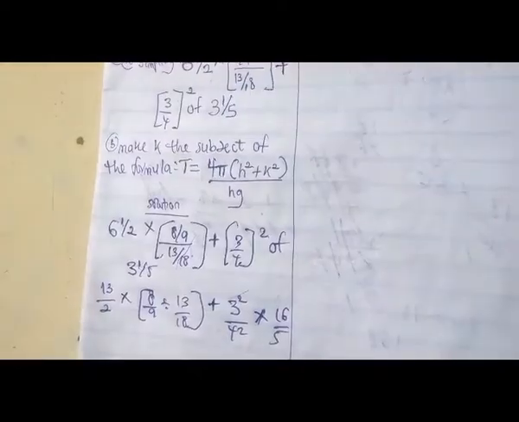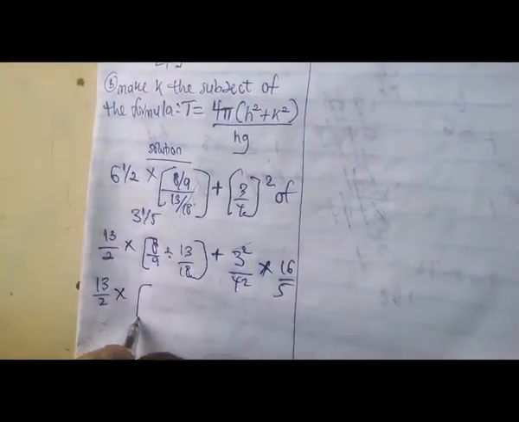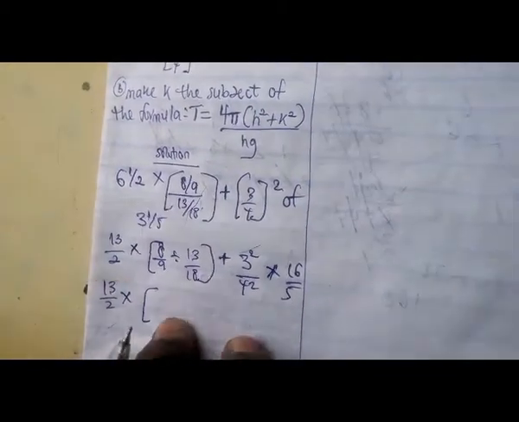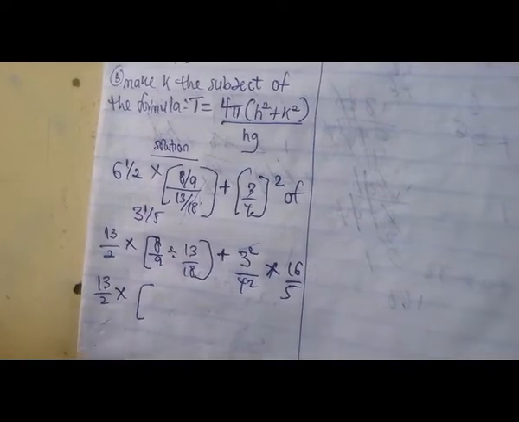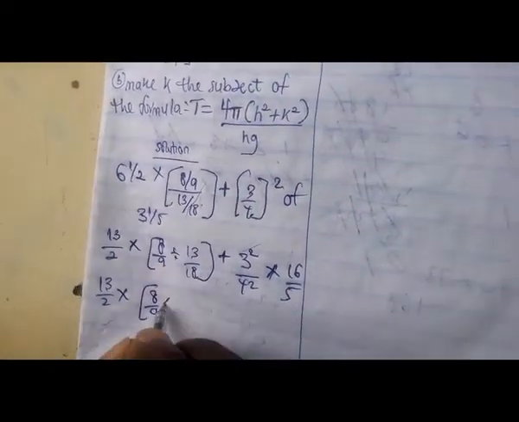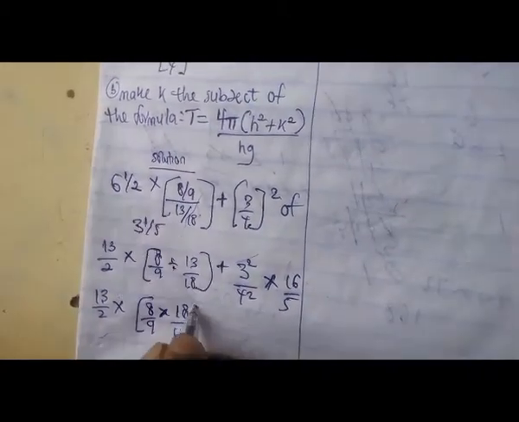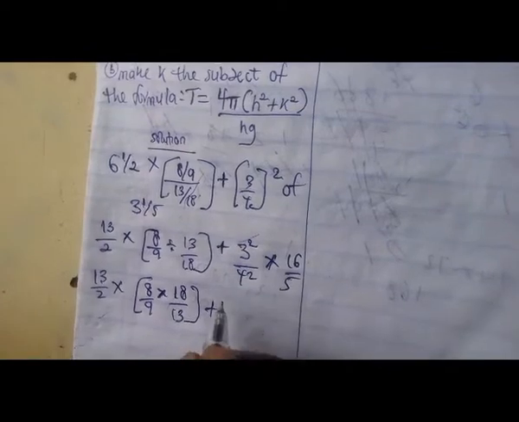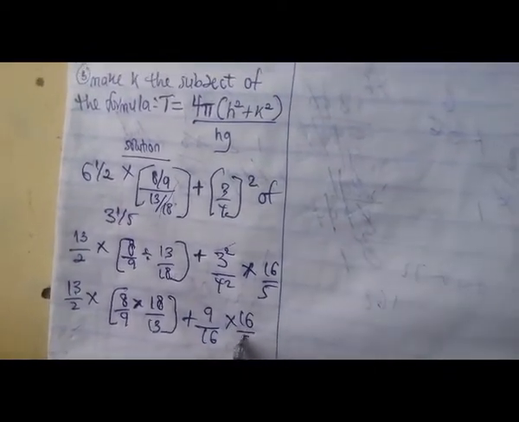So let's continue from there. 13 over 2 times, let's now do this bracket. BODMAS: we want to solve our bracket first. Let's solve the one inside our bracket first. So it will become 8 over 9. Since it's division here, it will become multiplication. Then 18 will go up and 13 will come down. Plus 3 square is 9, 4 square is 16, times 16 over 5.